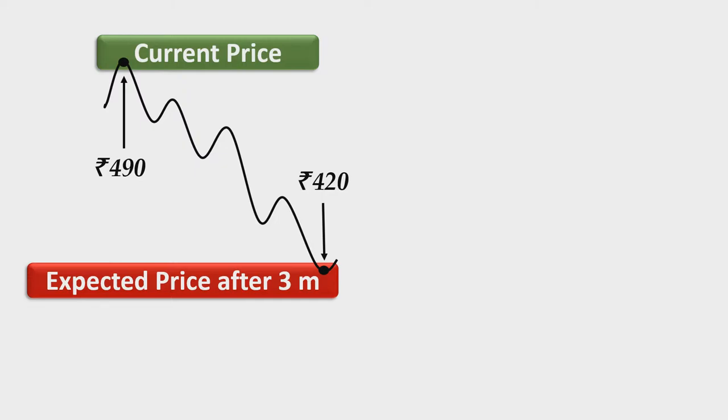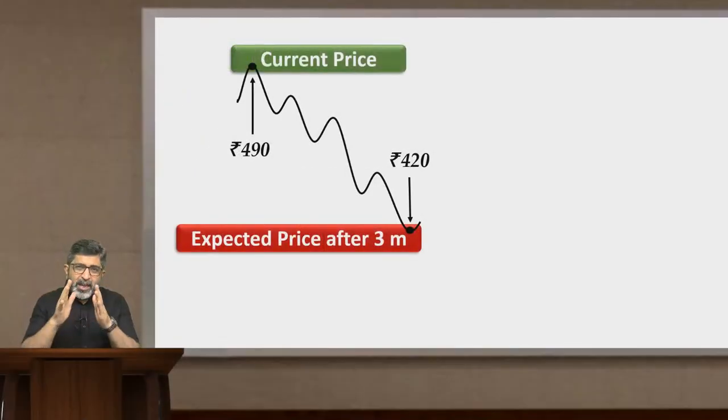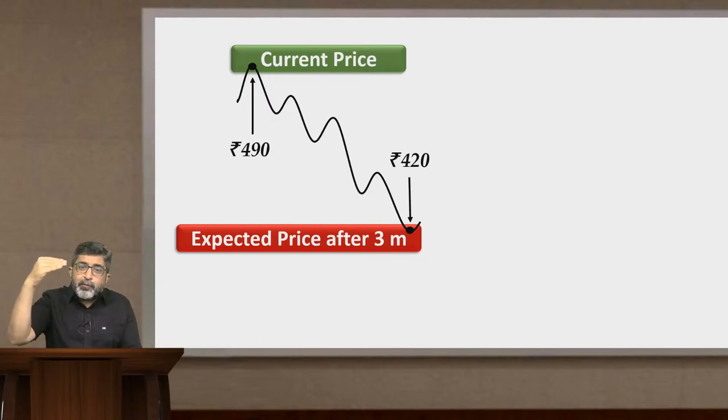So first of all, you understand one basic thing. We are talking about a situation where the investor is holding a stock, the current market price of the stock is 490, expected price after 3 months, the price is going to decline, that is the expectation of the investor, that is the sentiment of the investor. Now definitely if you keep holding the stock, you are going to incur a loss, it is inevitable, because if what you are foreseeing, what you are expecting, if that happens, the stock price which is currently 490 will drop to 420 and the investor will be incurring a loss.